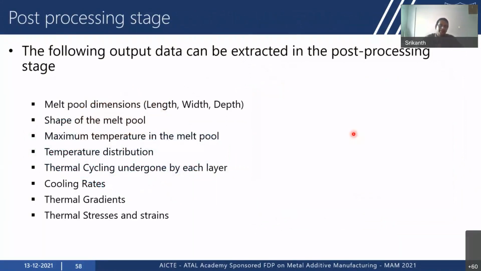Now, post-processing. What can we get from the finite element or the numerical models? We can obtain the dimensions of the molten pool. We can have information on the shape of the molten pool, the maximum temperature in the molten pool, the temperature distribution, the thermal cycling that each layer undergoes, the cooling rates, which determine the grain size, thermal gradients, which along with cooling rate will determine the grain morphology, the thermal stresses, strains, and so on.